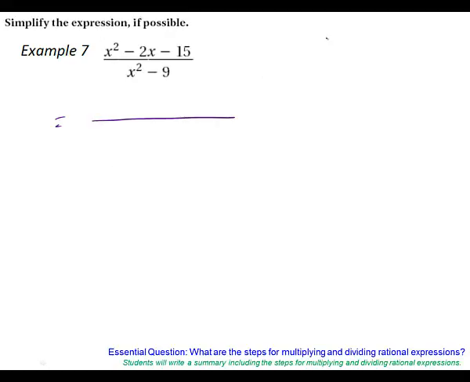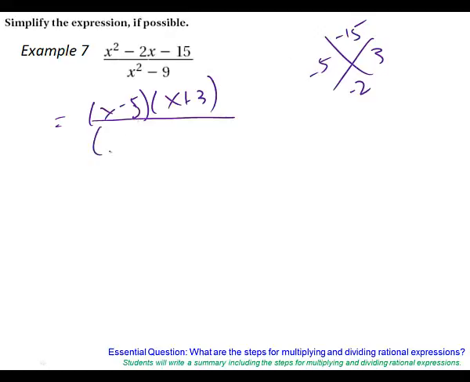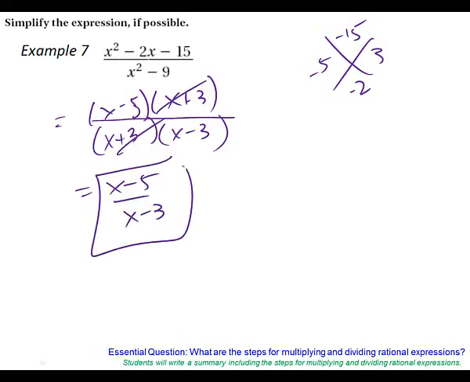All right. Two numbers that multiply to -15 and add to -2. What are they, everybody? -5 and 3. So x minus 5 times x plus 3. All right. What does the denominator factor into? X plus 3, x minus 3. Good. What cancels? X plus 3. And we're left with x minus 5 over x minus 3. Fun, right? Because we get to cross stuff out.